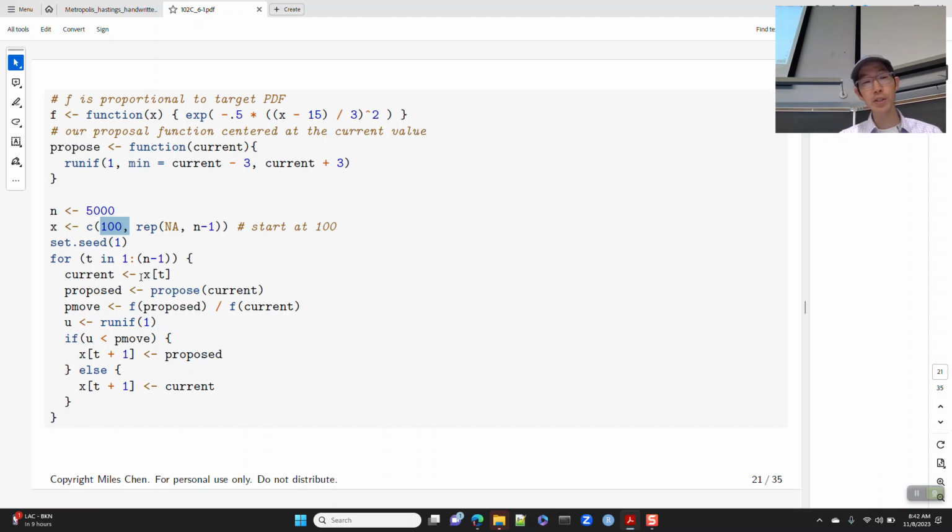And how does this go? We will take our current location, x at time t. Starting off at time 1, I'm going to plug in 100, my current value is 100, and I'm going to propose a random value between 97 and 103. So let's say I propose 102. I'm going to calculate my p move. If I plug 102 into my function, I'm going to get back some kind of number, and if I plug in my current value of 100, I'm going to get back some kind of number, right?